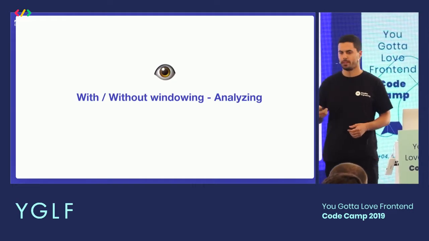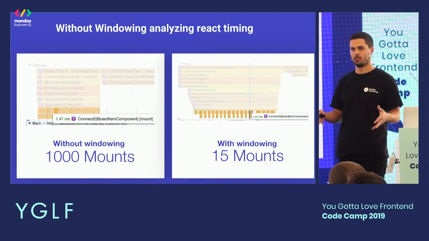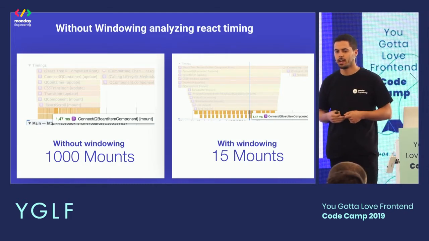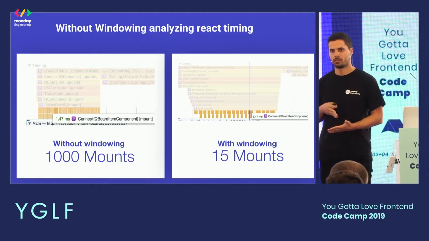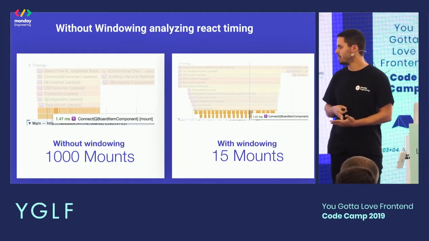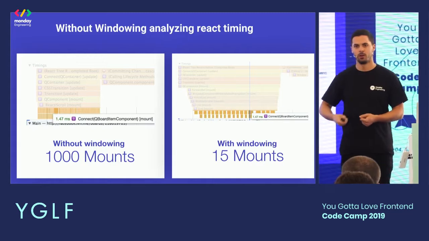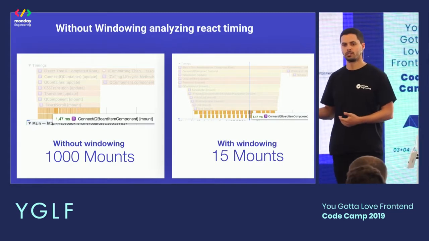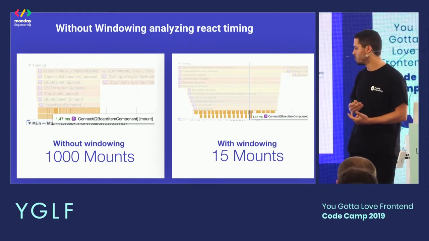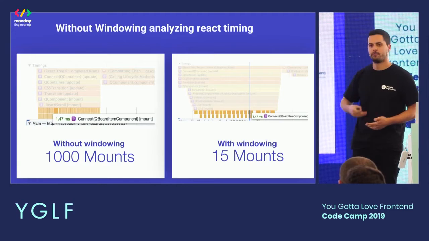So let's analyze what happened. In this case, we have 1,000 boards, and once we clicked, React needed to render 1,000 items at a single moment. So without windowing, we needed to render 1,000 mounts at a single point in time. Even if they had a really fast mount or render function, it still took us 3 seconds to render. In the other case, with windowing, we only needed to render the ones that were mounted and viewable on the screen. So for 15 items, it was very, very fast.